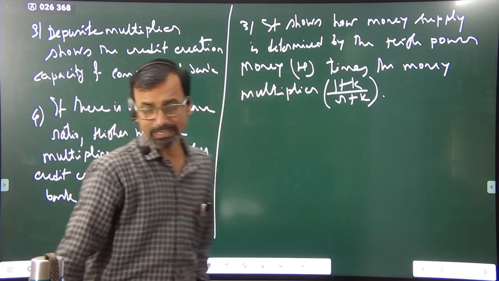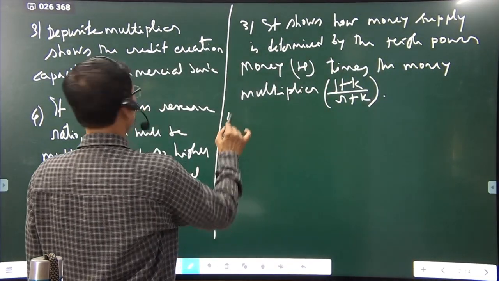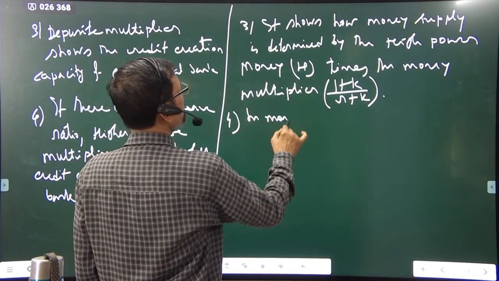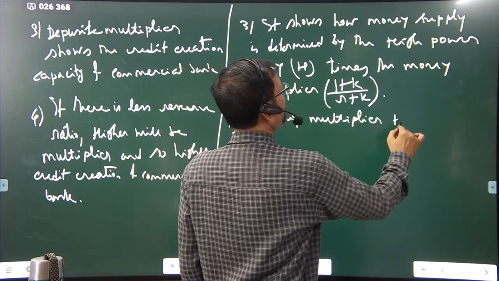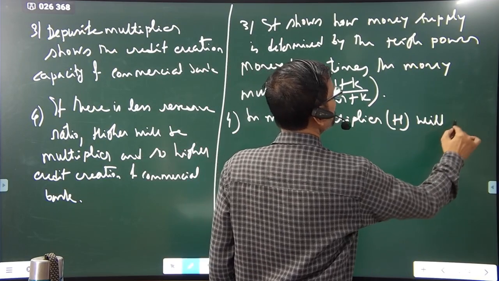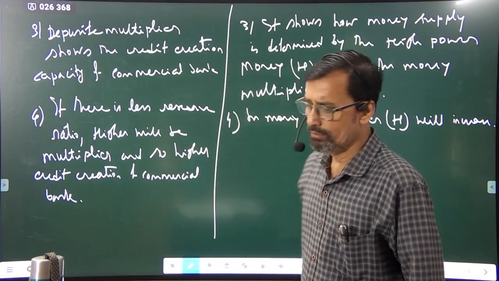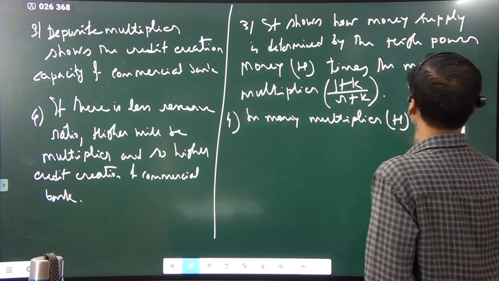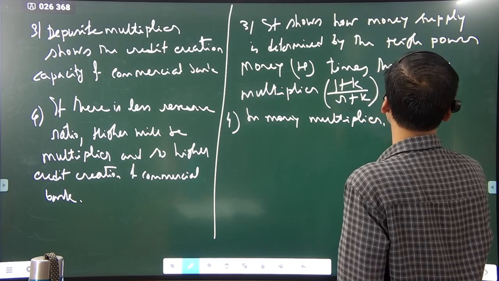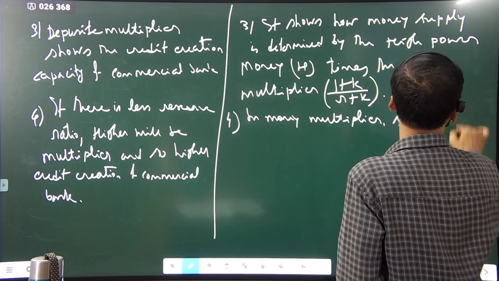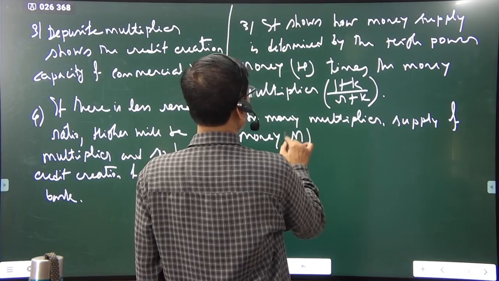Now come to the money multiplier. In the money multiplier, H will increase. That is, the supply of money will increase. In the money multiplier, the supply of money, that is M, will increase.